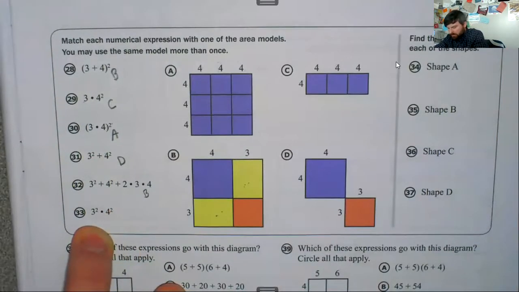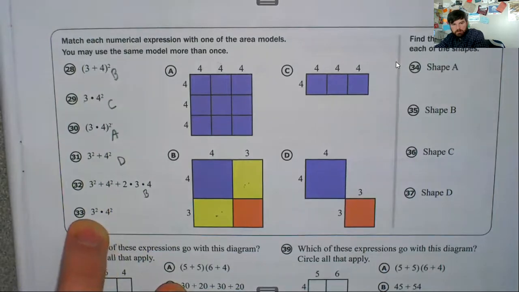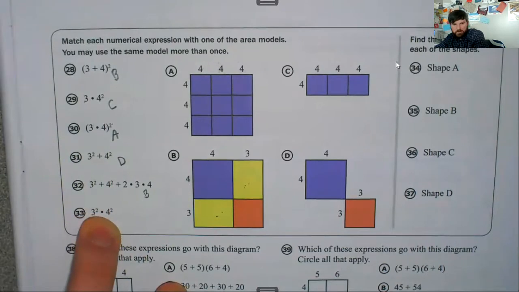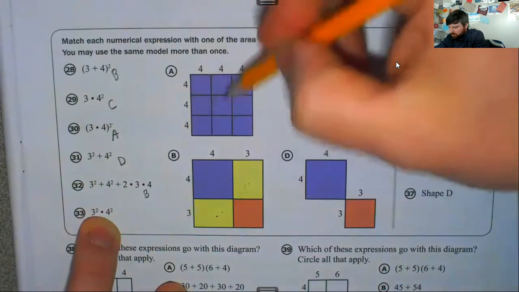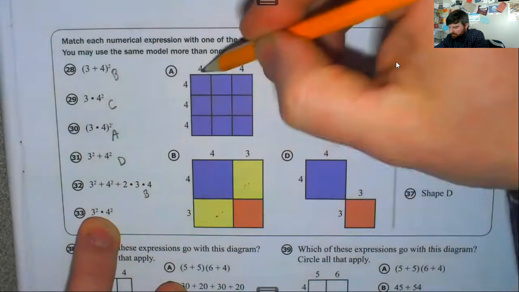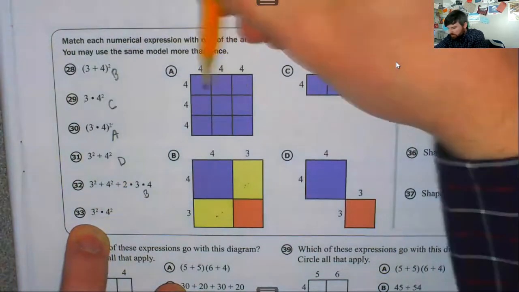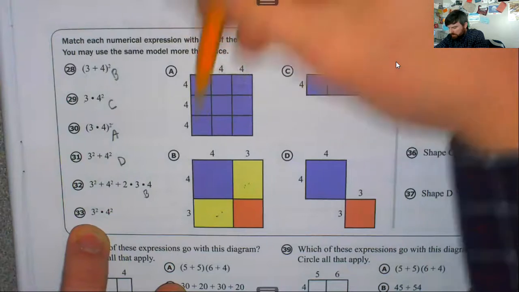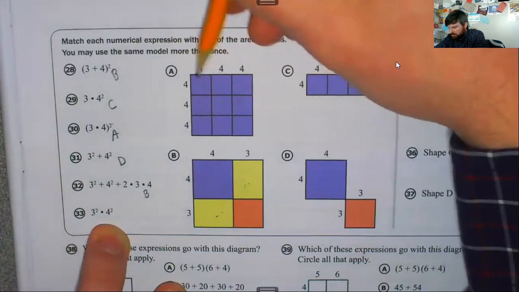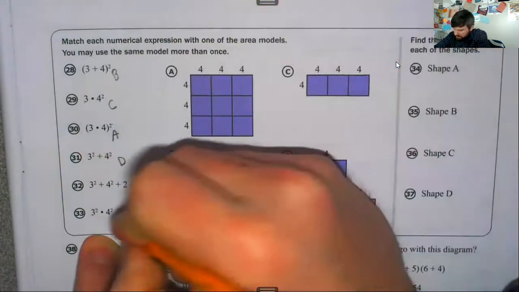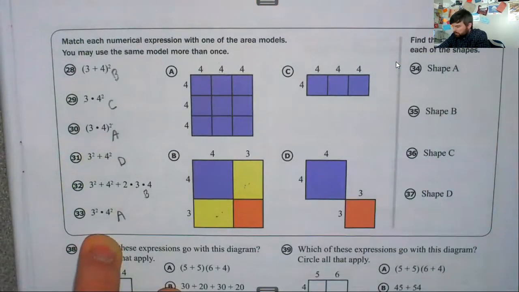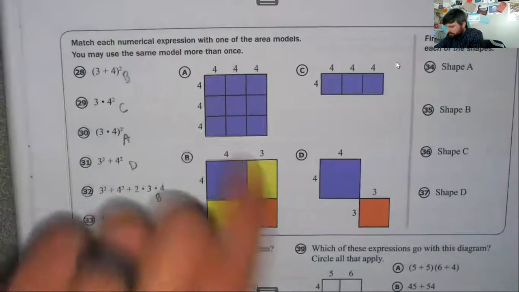And you have a 3 squared times a 4 squared. Okay, so 3 squared is 9. So you have 9 of the 4x4 squares. 1, 2, 3, 4, 5, 6, 7, 8, 9 4x4 squares. Okay. You have a 3x3 square. Well, 1, 2, 3, 1, 2, 3. Okay. 3x3 square, but then each one of those is a 4x4 square. So this is A.